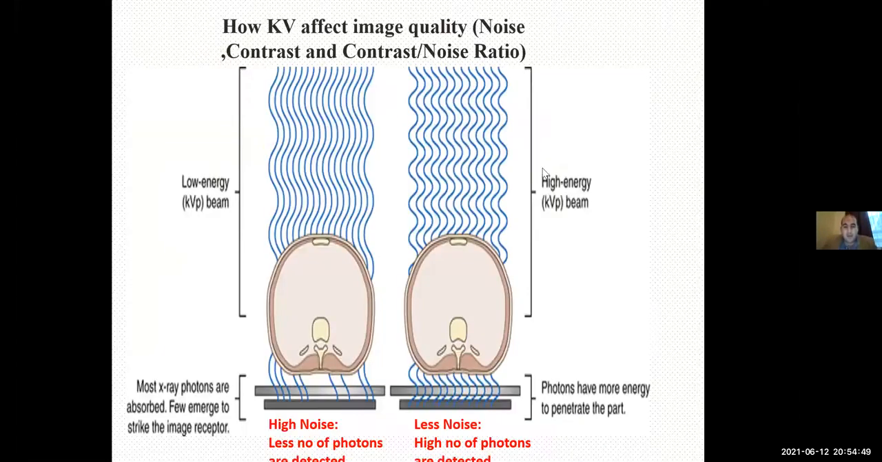So now, what will happen to the image quality? Here we are using low kV, and here using higher kV. The number of transmitted photons coming out from the patient with higher kV will be higher than with low kV. That means a higher number of photons will reach our detector, so less noise. So noise will be less using high kV than using low kV.